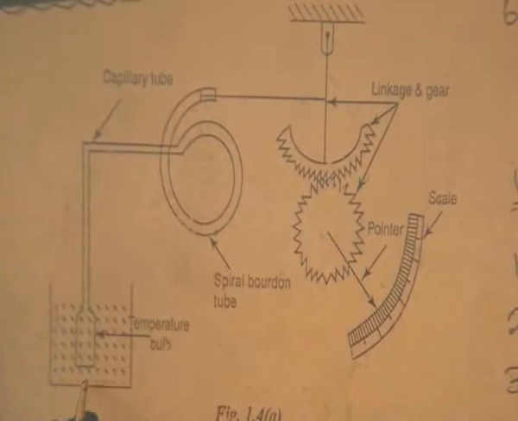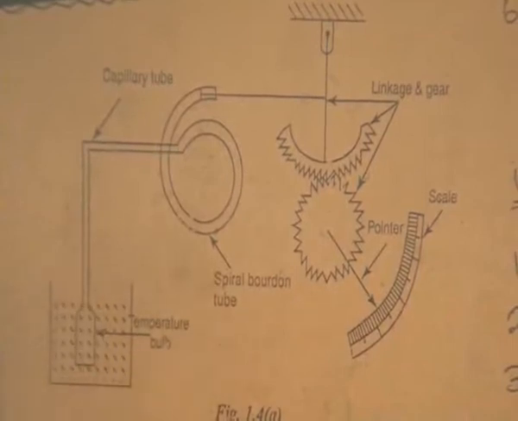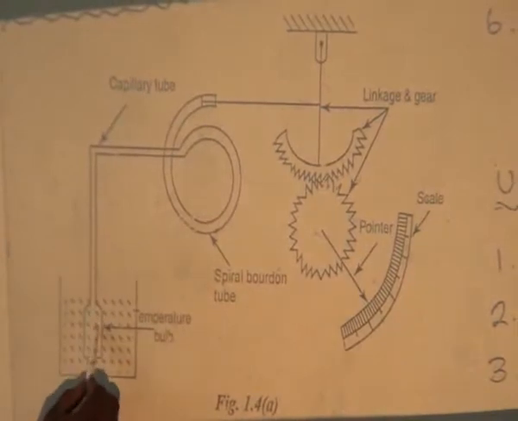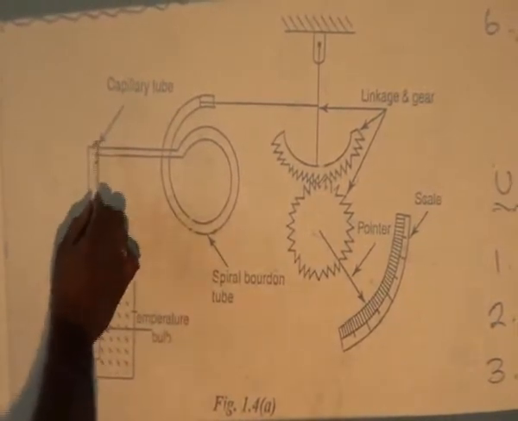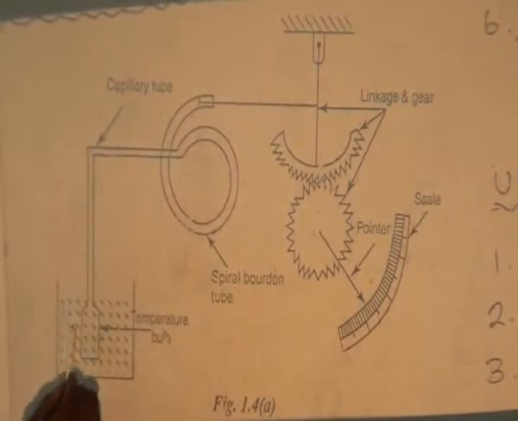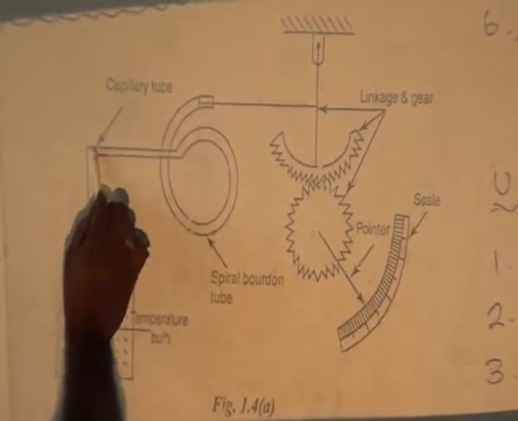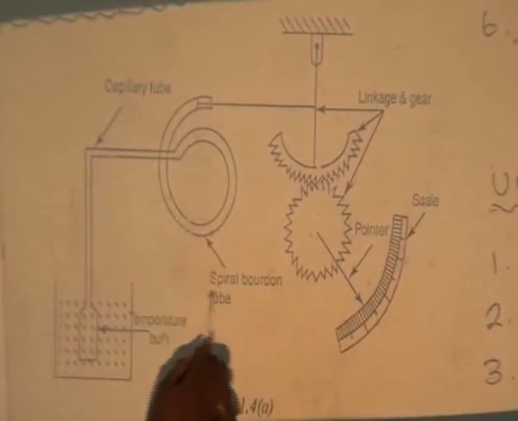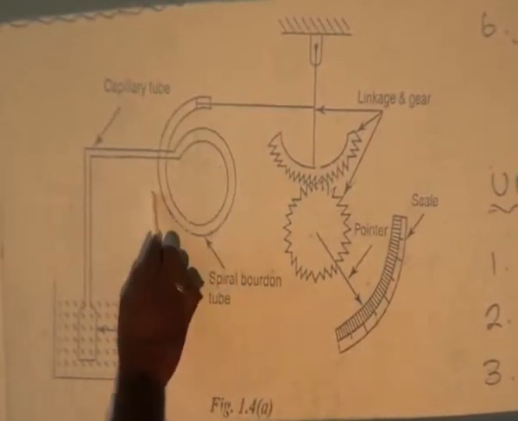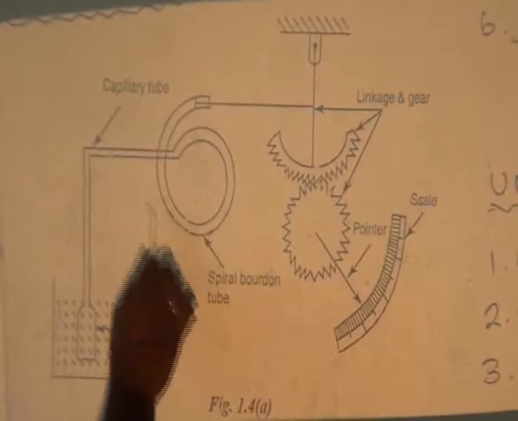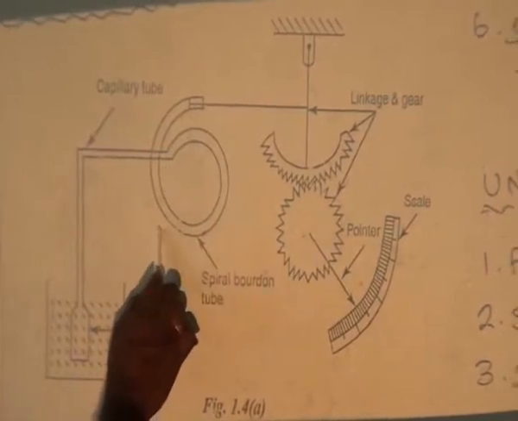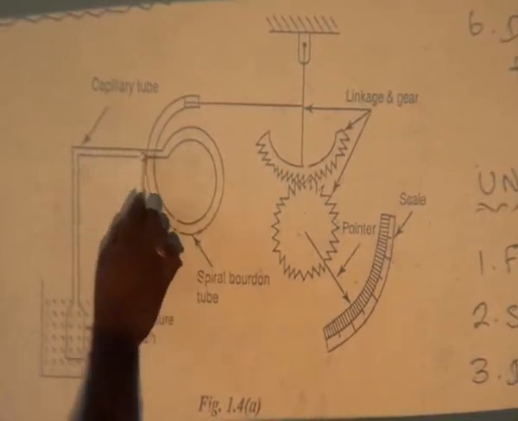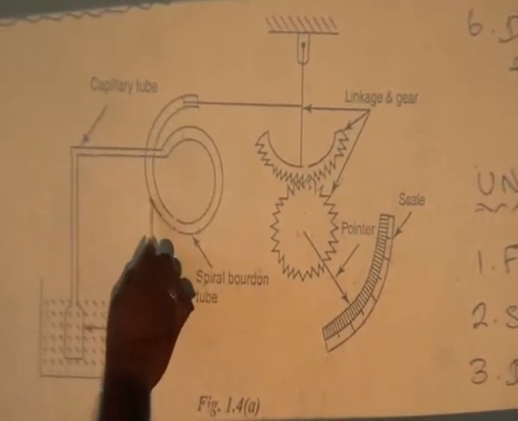So here are the various elements. This one is the primary sensing element, it only observes the energy of the temperature. Then it is converted into pressure in the capillary tube. From that capillary tube, the energy is transferred to the spiral Bourdon tube. This part is the data transmission unit, which transmits without any change from the capillary tube. Based on that elongation, this will be engaged.